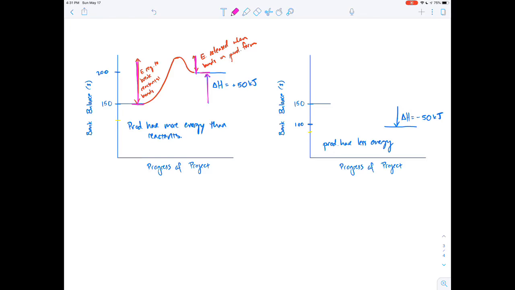In contrast, you can look at over here. If we have this guy, a certain amount of energy is required to break the bonds in the reactants. So this is energy in to break bonds. So the system is gaining energy. However, in this case, there's more energy out when the bonds in the products form. Okay? So we'd say this is energy out when bonds in the products form.